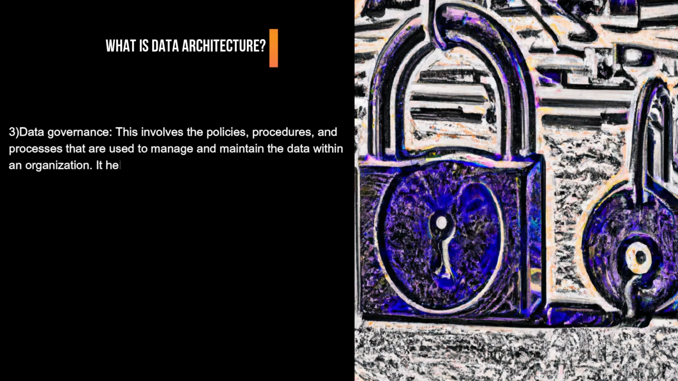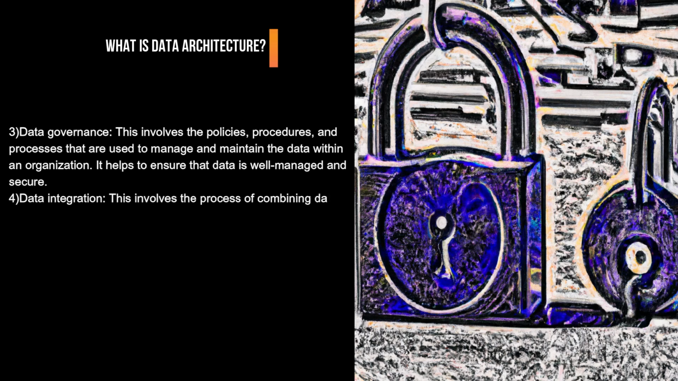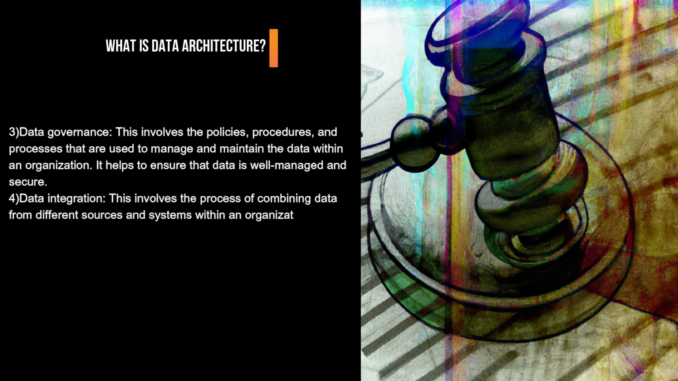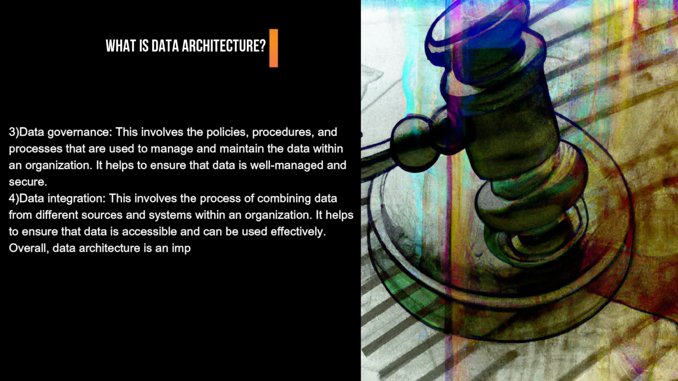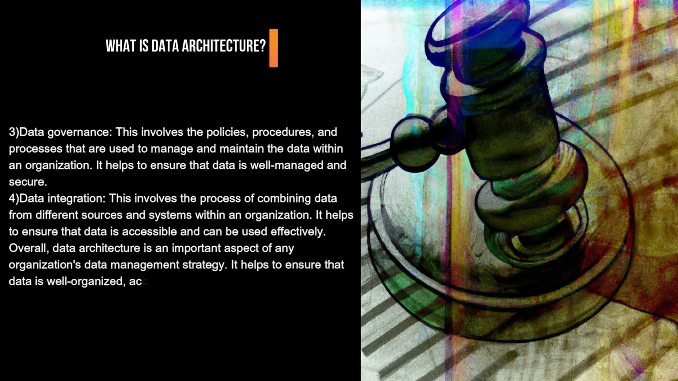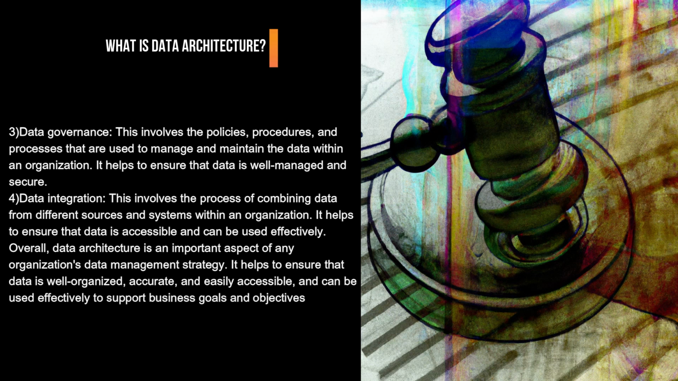3. Data governance. This involves the policies, procedures, and processes that are used to manage and maintain the data within an organization. It helps to ensure that data is well managed and secure. 4. Data integration. This involves the process of combining data from different sources and systems within an organization. It helps to ensure that data is accessible and can be used effectively. Overall, data architecture is an important aspect of any organization's data management strategy. It helps to ensure that data is well organized, accurate, and easily accessible, and can be used effectively to support business goals and objectives.